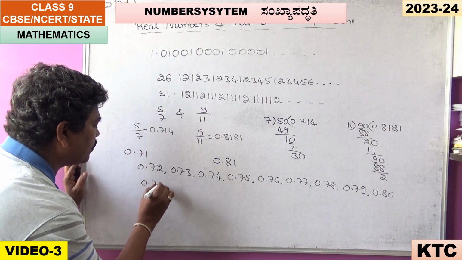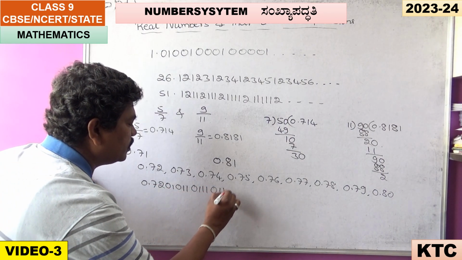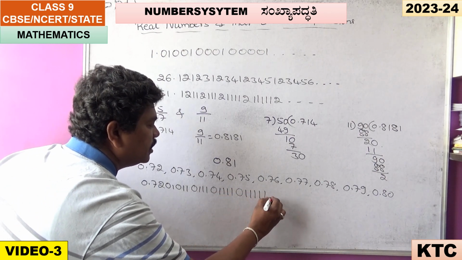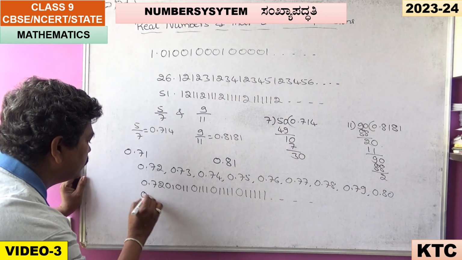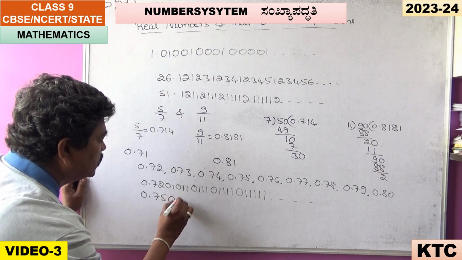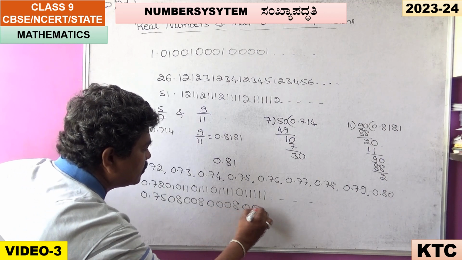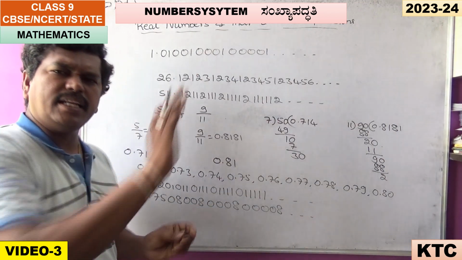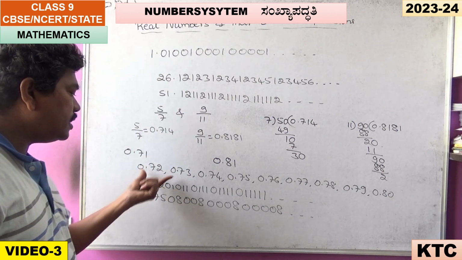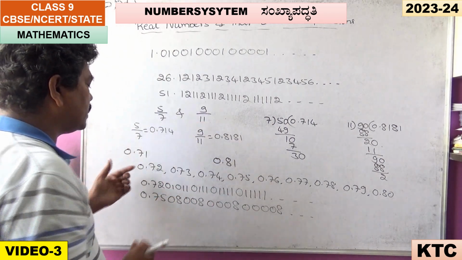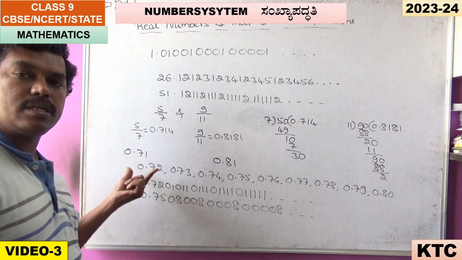That means you write 0.72 01 011 0111 01111. So like this you have to write any irrational number. Or you start from 0.75 08 008 0008 00008. Like this you have to write any numbers, whatever imaginary number. But you have to start these numbers in between these two rational numbers, greater than 0.71 and less than 0.81. Numbers that are less than this and more than that.